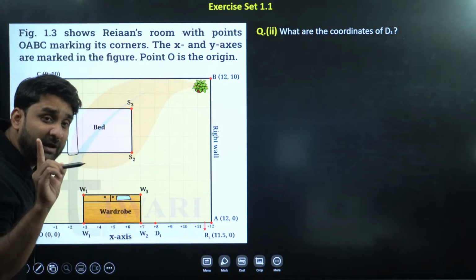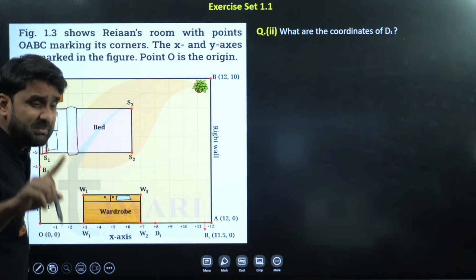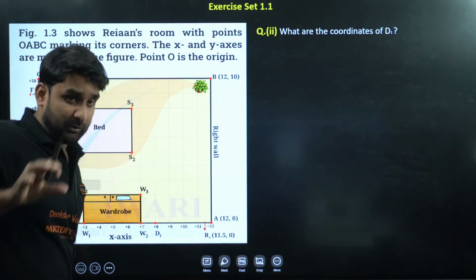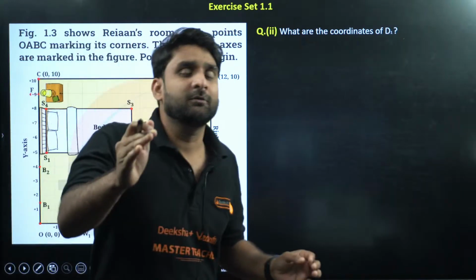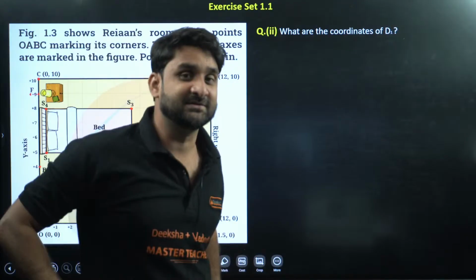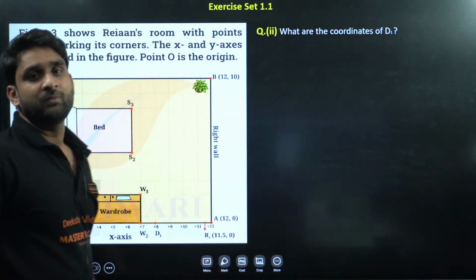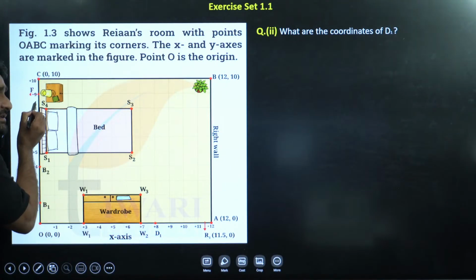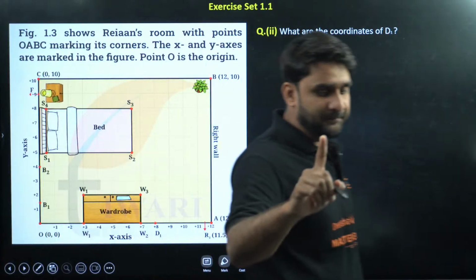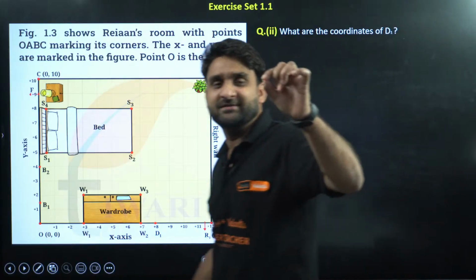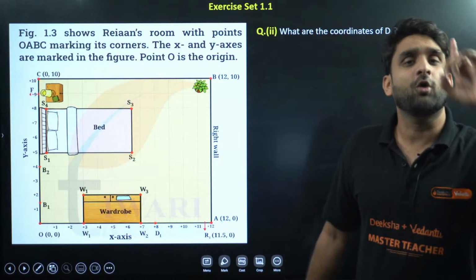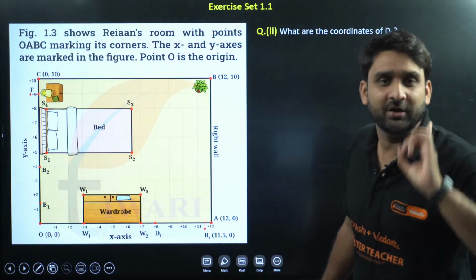If any point is on the x-axis, please listen carefully. If there is a point on any particular axis, I mean a point on the x-axis, then the y coordinate will become 0. And if a point is on the y-axis, the x coordinate will be 0. Please keep it in mind. If the point is on the x-axis, it indicates the y coordinate will be 0. And if the point is on the y-axis, it indicates the x coordinate will become 0.